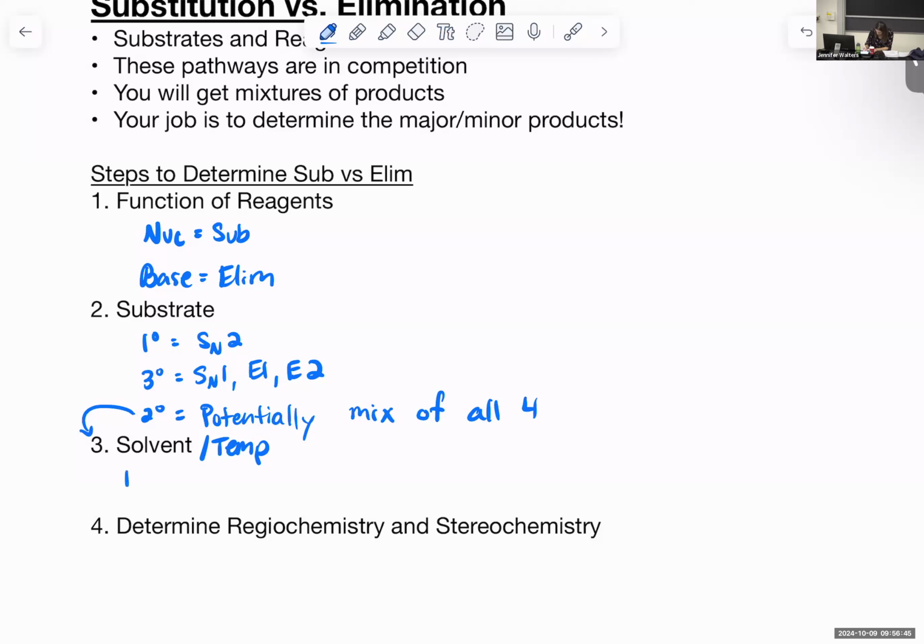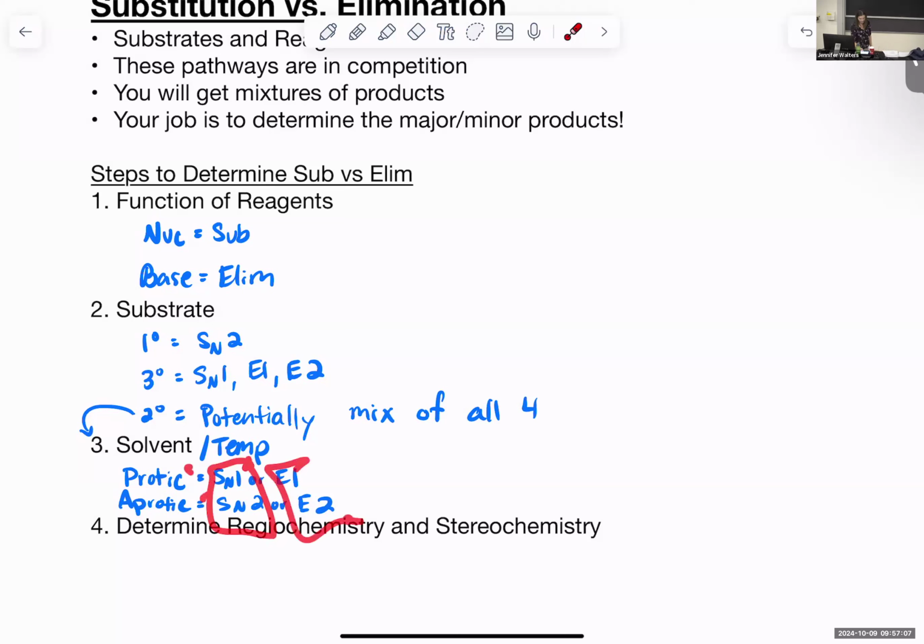So if you're looking at solvent, protic is going to favor SN1 or E1. Aprotic will favor SN2 or E2. So if you're trying to pick between, do I do SN1 or SN2? Look at your solvent. Or am I doing E1 or E2? Look at solvent. If you're trying to pick between substitution versus elimination, then we're going to look at temperature.